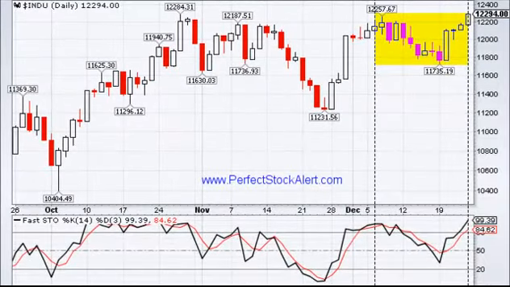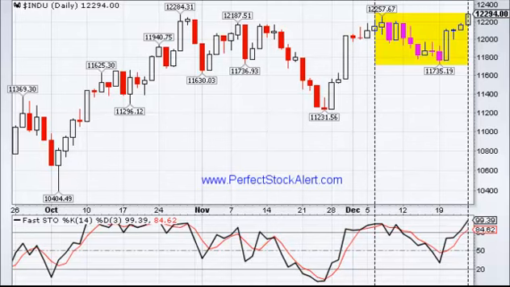Today we'll be looking at the stochastic oscillator. The stochastic oscillator was developed by George C. Lane in the late 1950s. This oscillator is a momentum indicator that shows the location of the close of a single period related to the high-low range over a set number of periods.